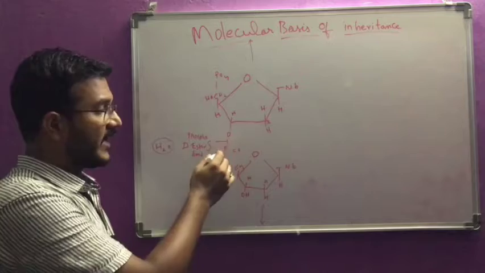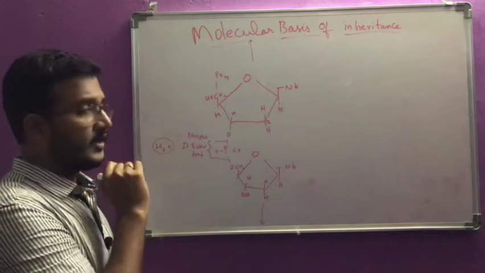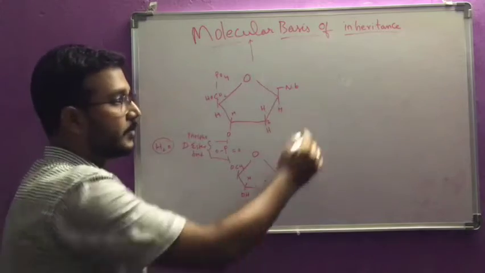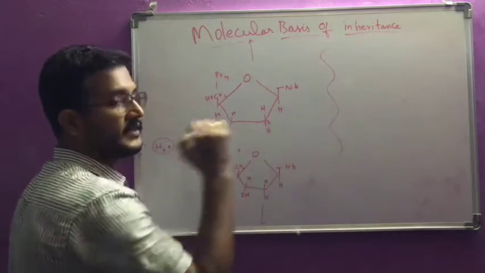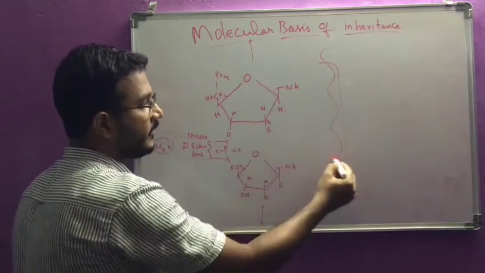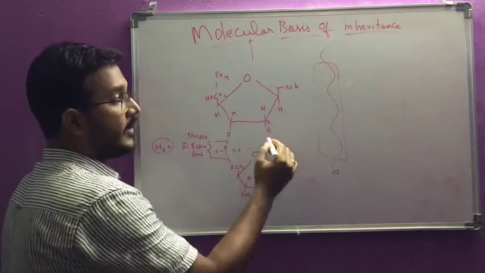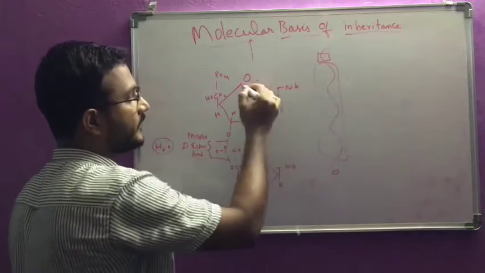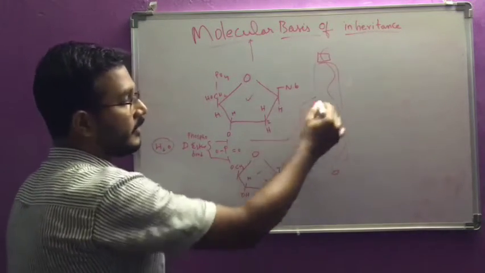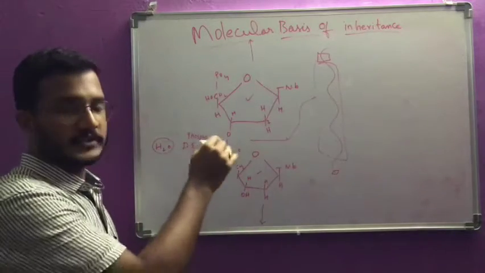Numerous nucleotides are arranged in the form of a chain, forming a polymer with the help of phosphodiester bonds. For example, this is the first nucleotide in the polymer. See here, this is one, and here this one, and in between so many are there, and this is the last one. Now I am taking the first one and the last one.